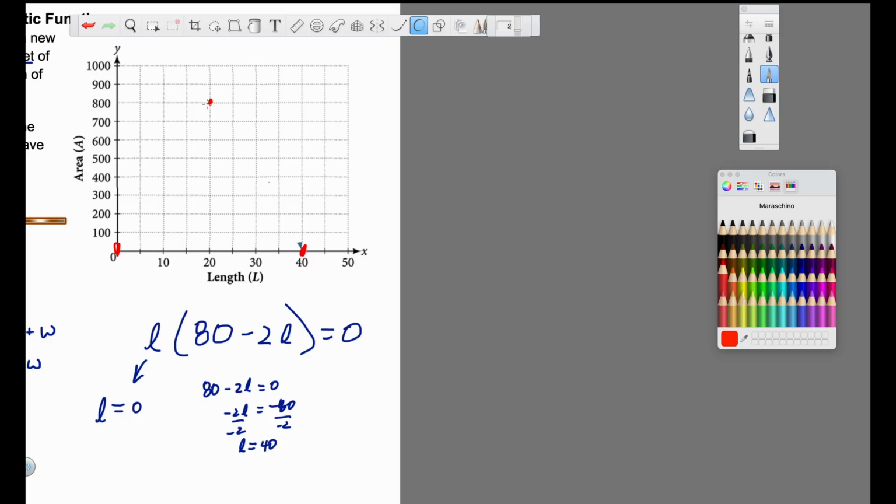So here we go. Here's our graph. It's going to look like that. Our axis of symmetry would be right here, through here. And this is our absolute max right here. So what I should say is ABS max. So at a length of 20, we get a maximum area of 800.